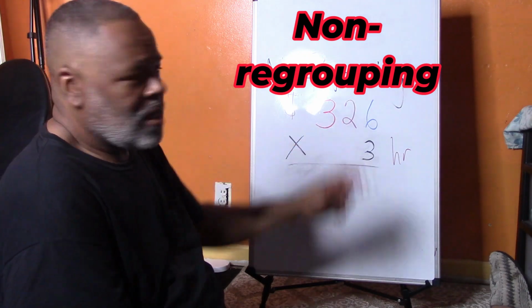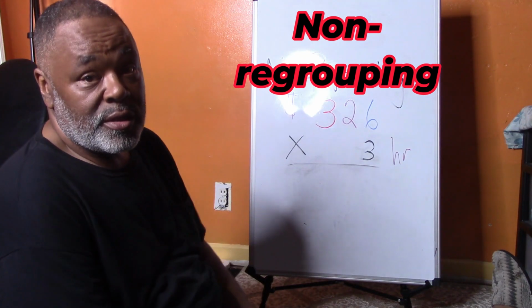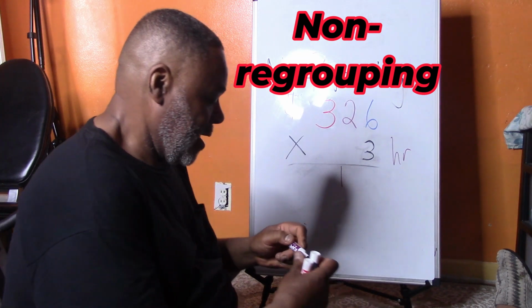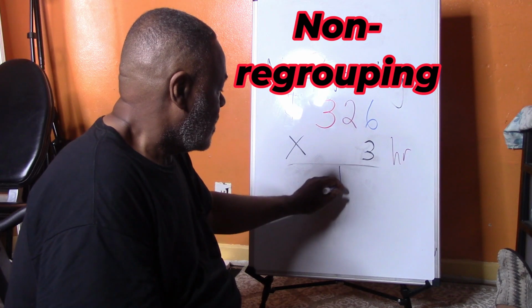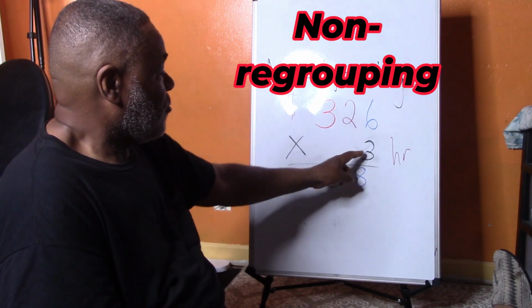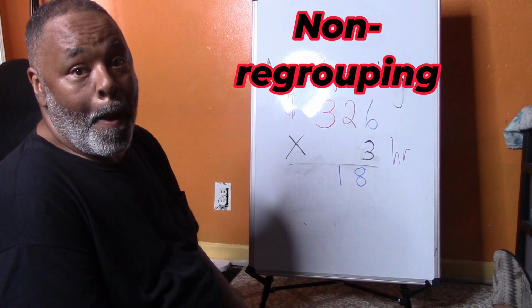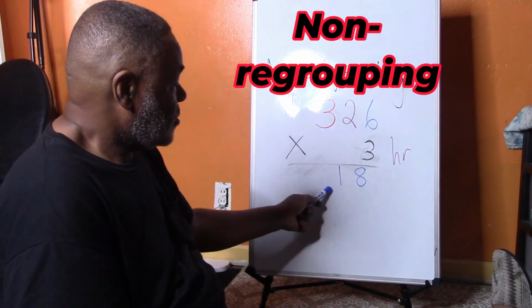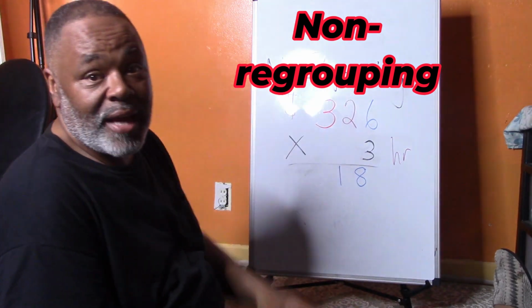Now, if you notice, I color coded so that you can see 3 ones times 6 ones is 18. This time you're going to write the whole 18. Let me put that in blue. Okay? 3 times 6 is 18. Notice in the standard, I carried the 1 over here. But because we're doing non-regrouping, all we do is write the answer down here. We don't have to worry about carrying the 1 to the next column.